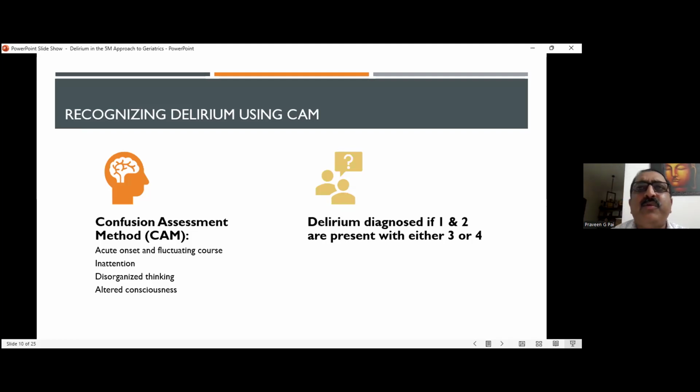Then how do we identify delirium? Basically, if you have seen a few persons with delirium, then it's not very difficult to identify whether it's delirium or not. With the history, basically, it's the history which says whether it is delirium or not. There is no blood test or any radiological investigation which can diagnose delirium.